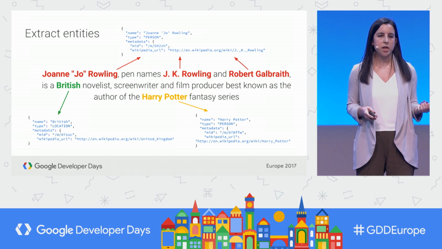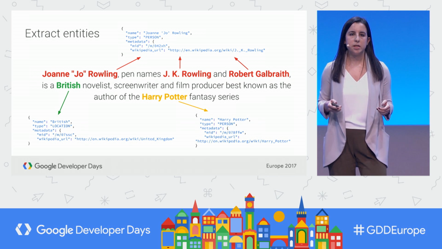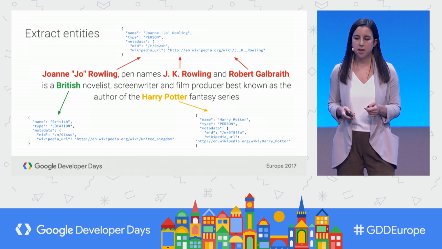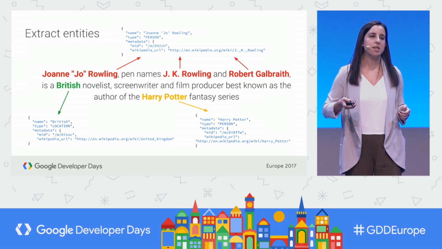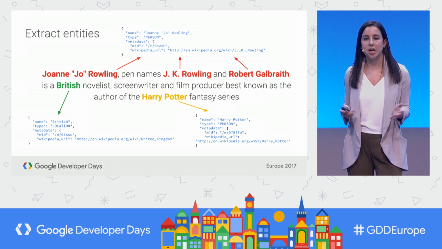And if you have entities in your text that don't have a Wikipedia page associated with them, the API will also be able to identify those. It just won't return anything for metadata. So if this instead had said my name, the metadata would be empty because I don't have a Wikipedia page yet, at least.